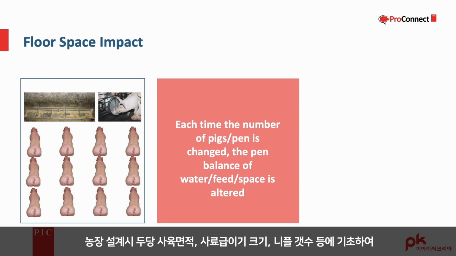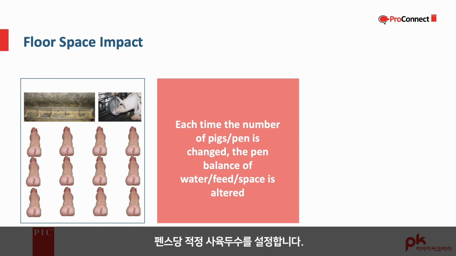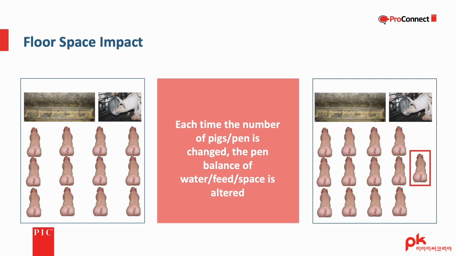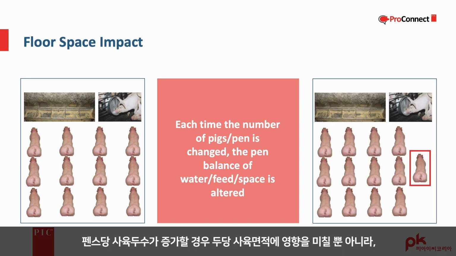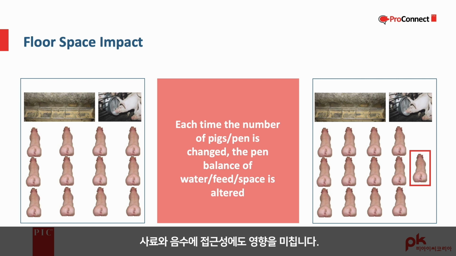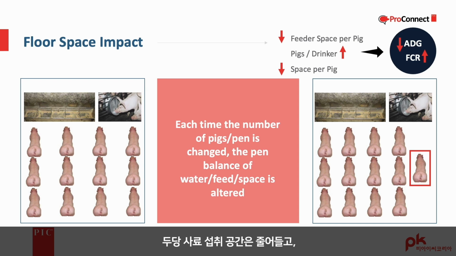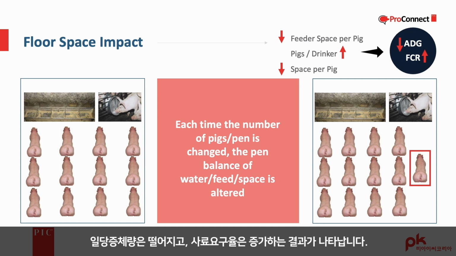The barn design establishes the target number of pigs per pen based on the floor space per pig, the size of the feeder, and the number of water sources. Adding more pigs per pen impacts the amount of space per pig, as well as the access to feed and water for the pigs in the pen. By increasing the stocking density, or more pigs in the same space, the feeder space per pig is reduced, the number of pigs per drinker is increased, and the space per pig is decreased, which can lead to lower average daily gain and higher feed conversion.